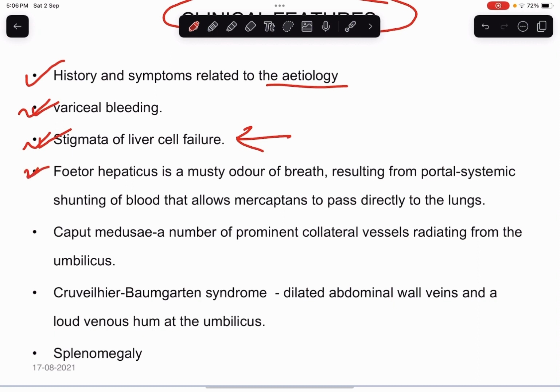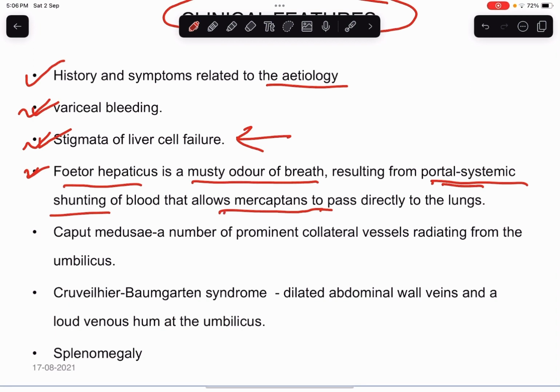Fetor hepaticus. What is fetor hepaticus? It is a musty odor of breath resulting from portosystemic shunting of blood that allows mercaptans to escape detoxification. Mercaptans are usually detoxified when the blood passes through the liver. But because of portosystemic anastomosis or shunting of blood, the blood will not go into the liver, it will bypass the liver, it will directly go into the systemic venous system.